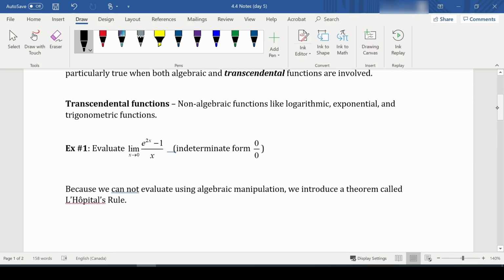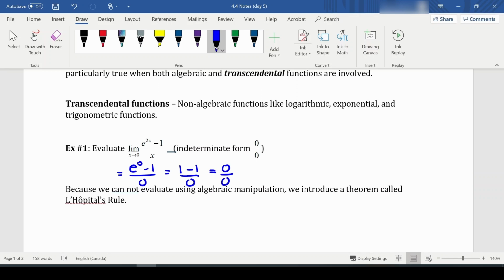For example, if I want to evaluate this limit and I direct substitute 0 in, I get e to the 0 minus 1 over 0. e to the 0 is 1, so I get 1 minus 1 over 0, which is 0 over 0. Now we know from our limit chapters that we should be able to do something to manipulate this, like factoring and simplifying, or multiplying by a conjugate. But we can't do that here.